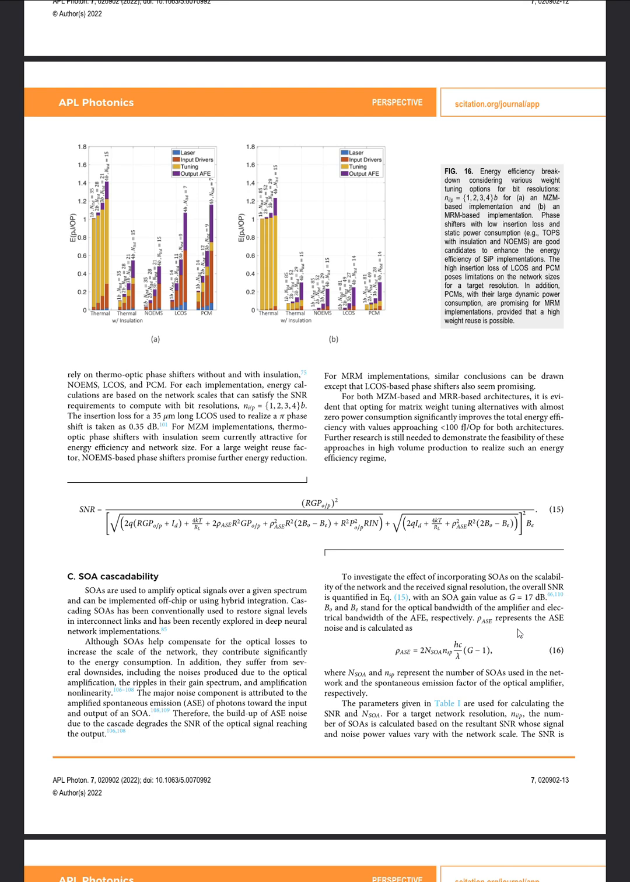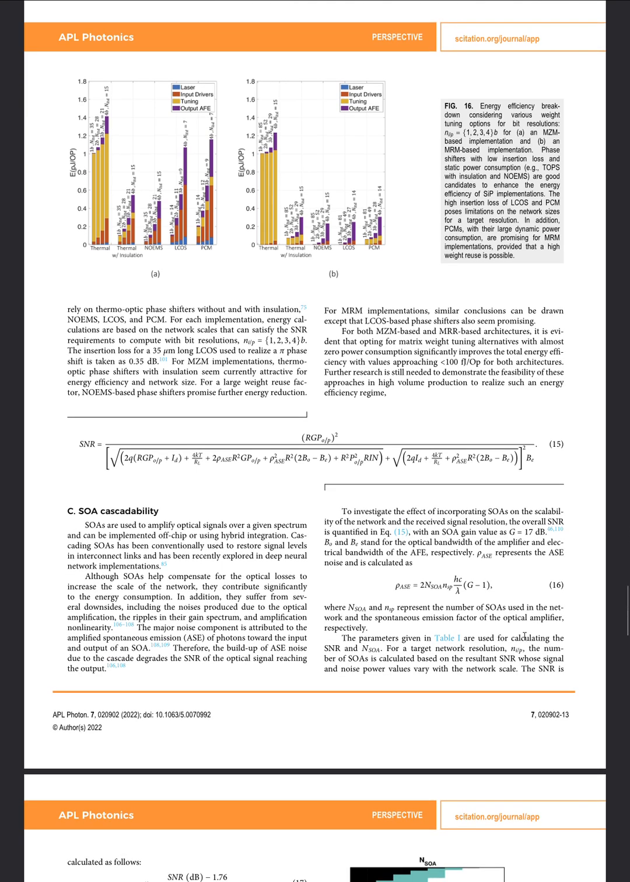And next is section C, semiconductor optical amplifier cascadability. Semiconductor optical amplifiers are used to amplify optical signals over a given spectrum. These can be implemented off-chip or through hybrid integration, and these can increase the scale of the network. Semiconductor optical amplifiers are energy intensive with a few drawbacks: the noise produced from optical amplification, the ripples in the gain spectrum, and the amplification nonlinearity.